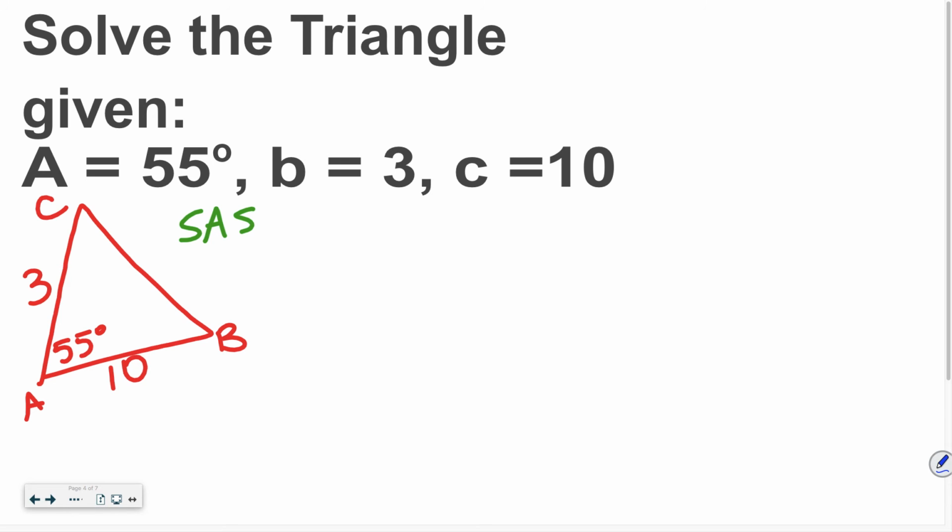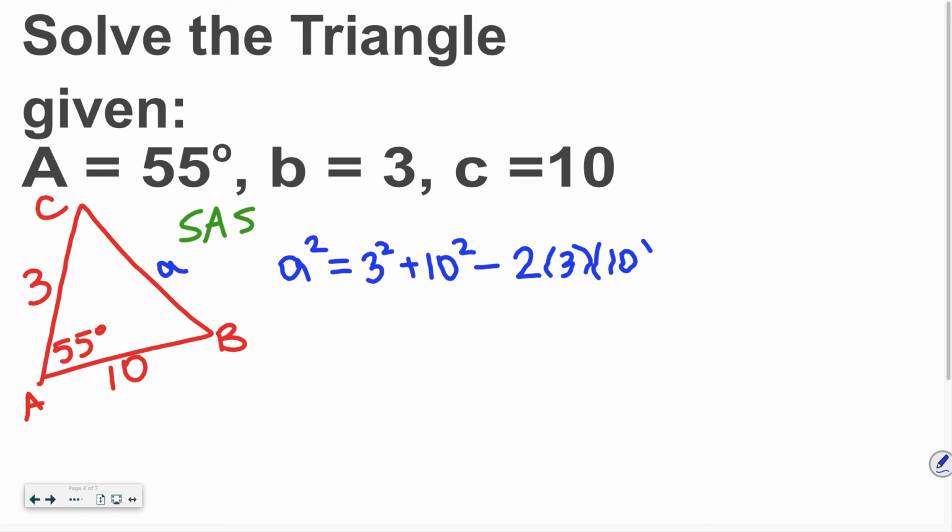Okay, so we can use the law of cosines. Since the law of cosines involves all three sides, what do we have to solve for first? Side A. All right, so this is what we're going to do. A squared equals B squared plus C squared minus 2 times B times C times the cosine of the angle that matches our lower side.